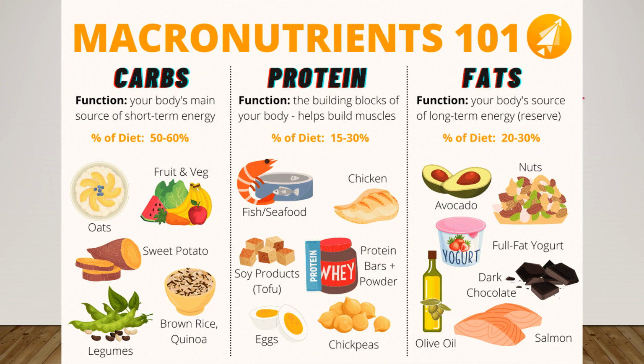Where do you find these? Carbs are in oats, sweet potato, brown rice, quinoa, fruits and vegetables. Protein you find in chicken, soy products such as tofu, protein bars, protein powders, chickpeas, eggs, fish and seafood. And fats you find in avocado, nuts, yogurt, dark chocolate, olive oil and salmon.